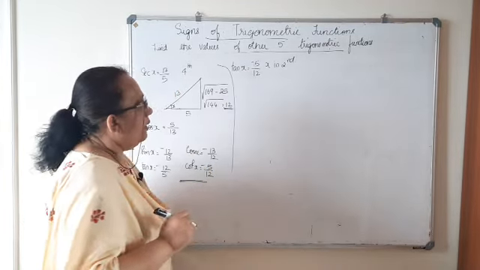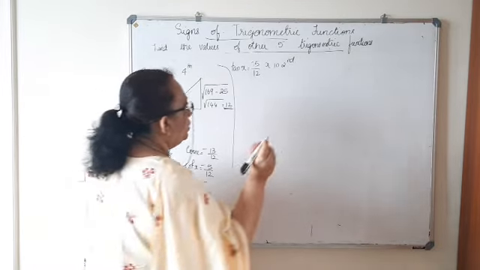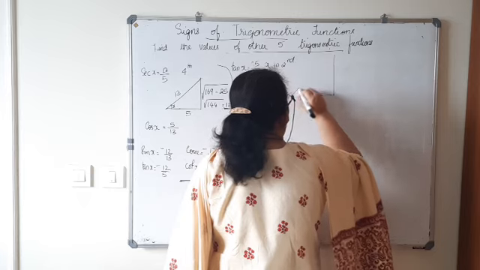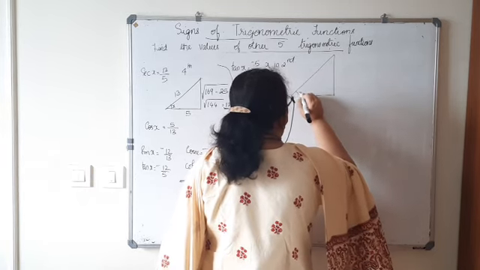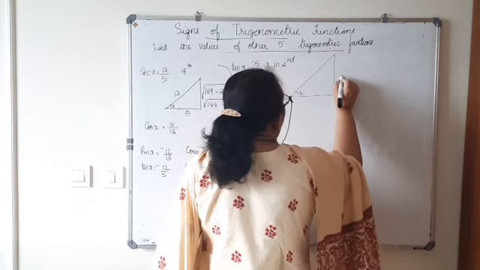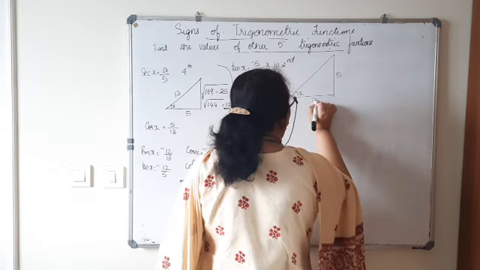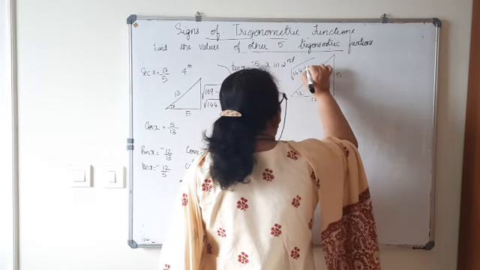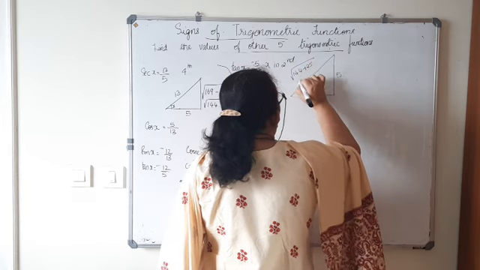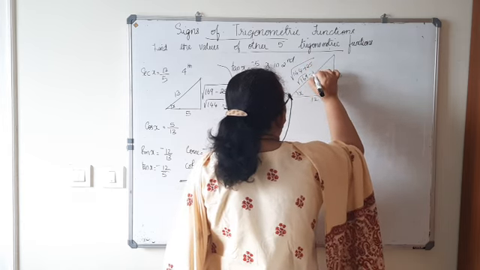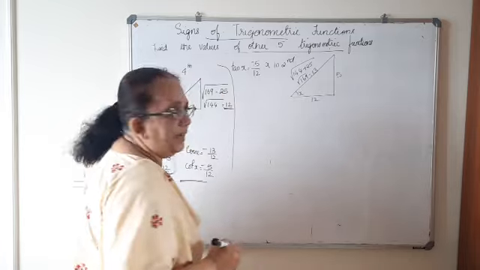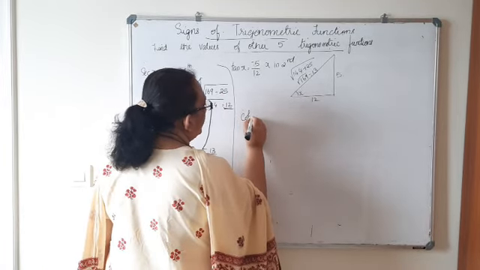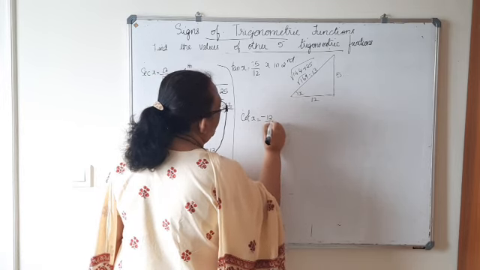Next one. Tan x is equal to minus 5 by 12, x in the second quadrant. Tan x is equal to opposite side by adjacent side. The hypotenuse will be root of 144 plus 25, root of 169, which is equal to 13. Tan x is equal to minus 5 by 12, so cot x is equal to minus 12 by 5.